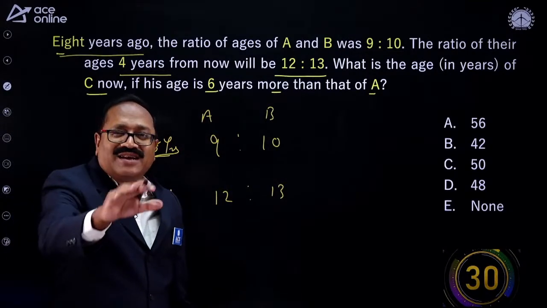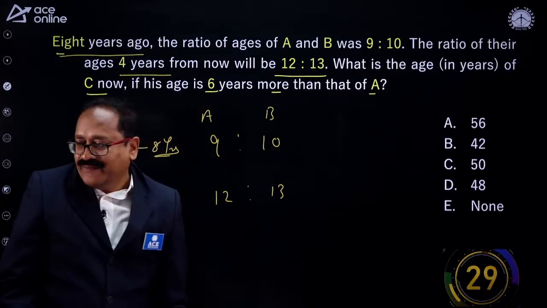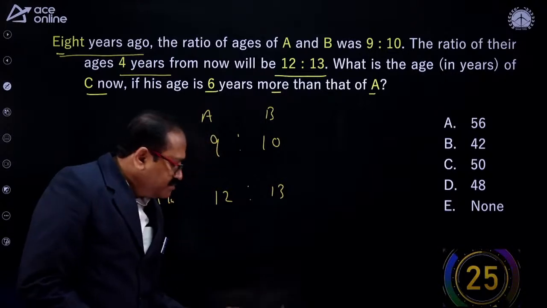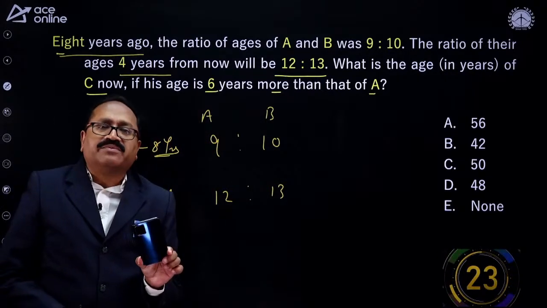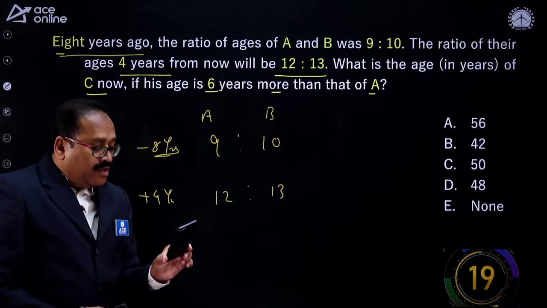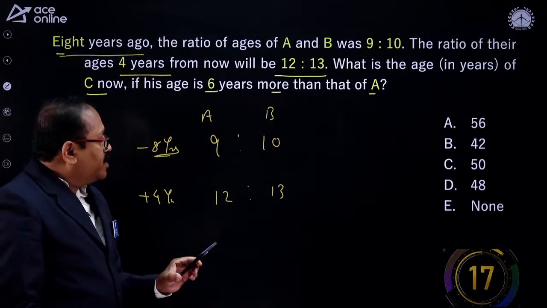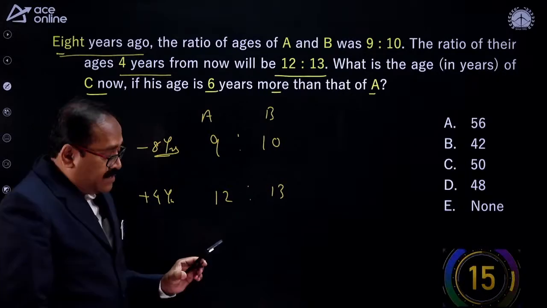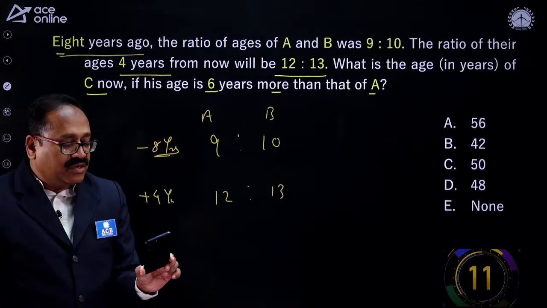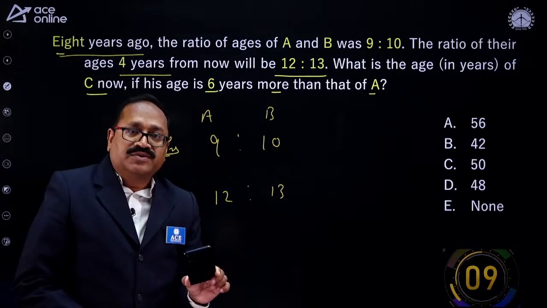Your time starts now. Come on. Consider it as a revision, my young friends. Many of you, I know, you know that. So let's find out the age of C. Your time is on the board, my young friends.